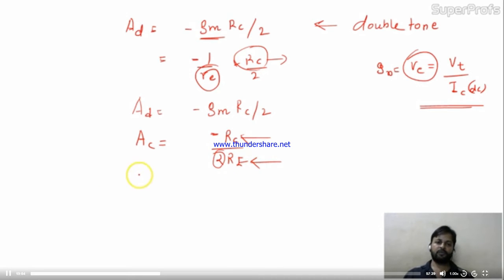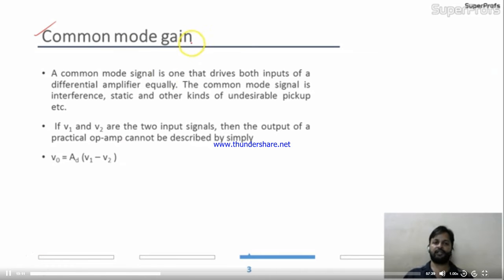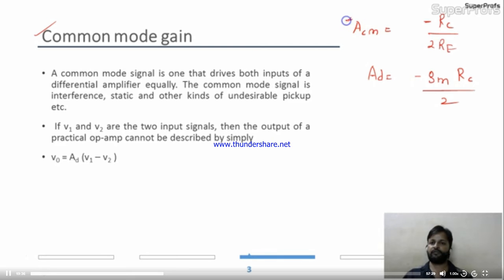Now we'll see the CMRR formula also. Before that, let's know what CMRR is. Common mode gain AC, let's take it as ACM. We have seen the formula, that is minus RC divided by 2RE. And the differential gain formula we have seen is minus GM RC by 2. These are the very important formulas for the differential amplifier.